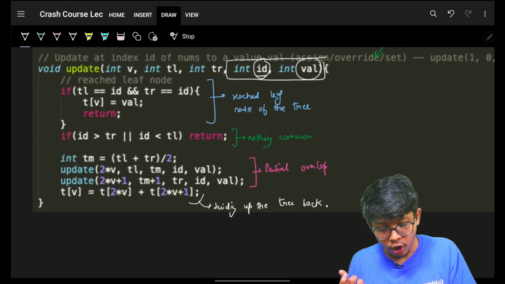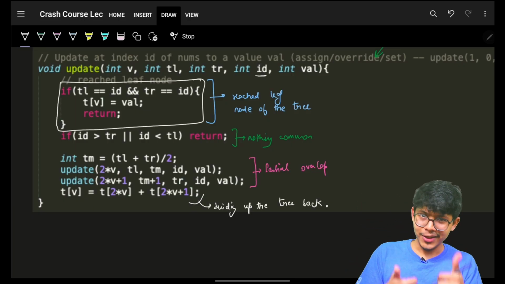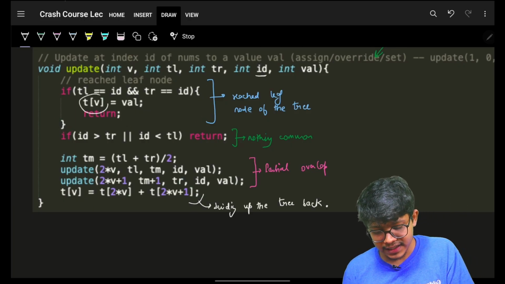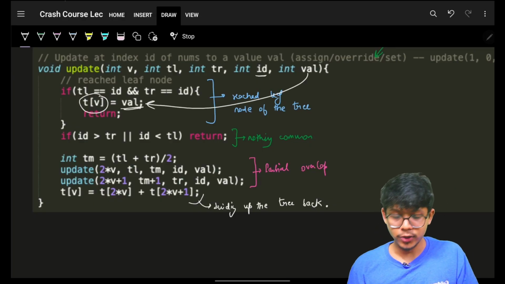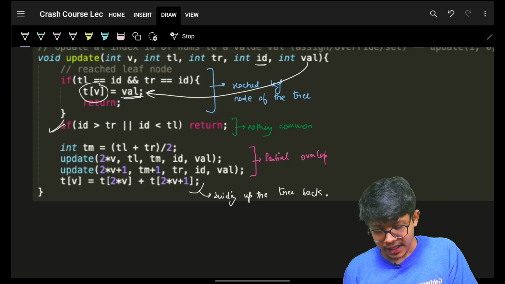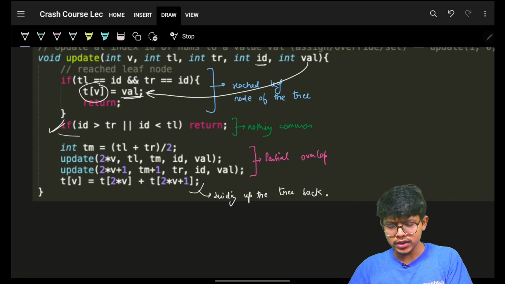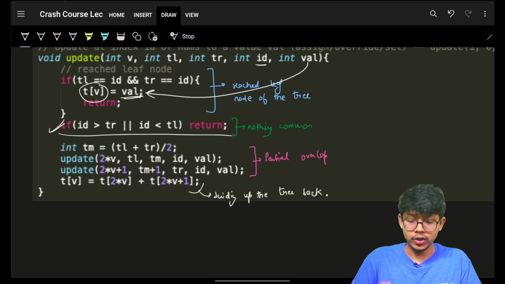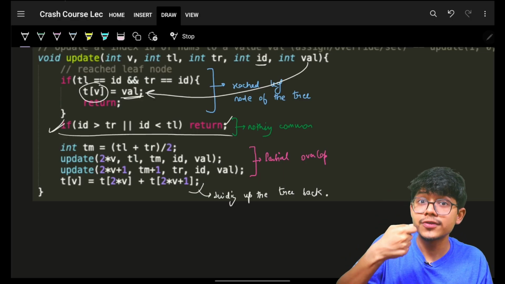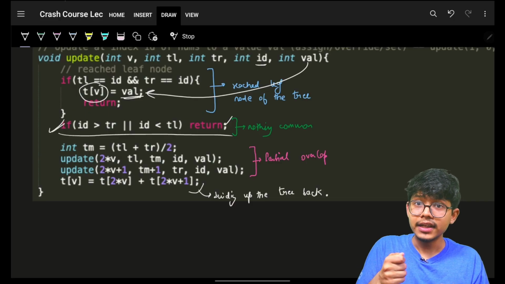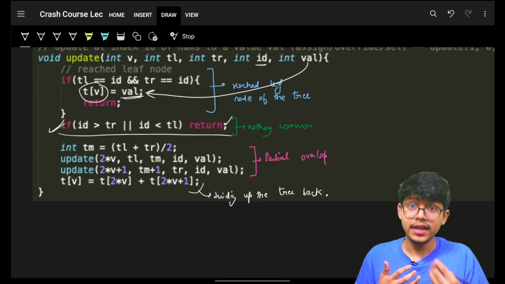So you will say that, okay, if you have reached the leaf node, you are good to update it. So update that tree node with the upcoming value, the new value. If it is out of your range, do nothing. There's nothing you can do. That nothing here is an identity transformation. If you don't find anything, do nothing, nothing as in identity transformation.